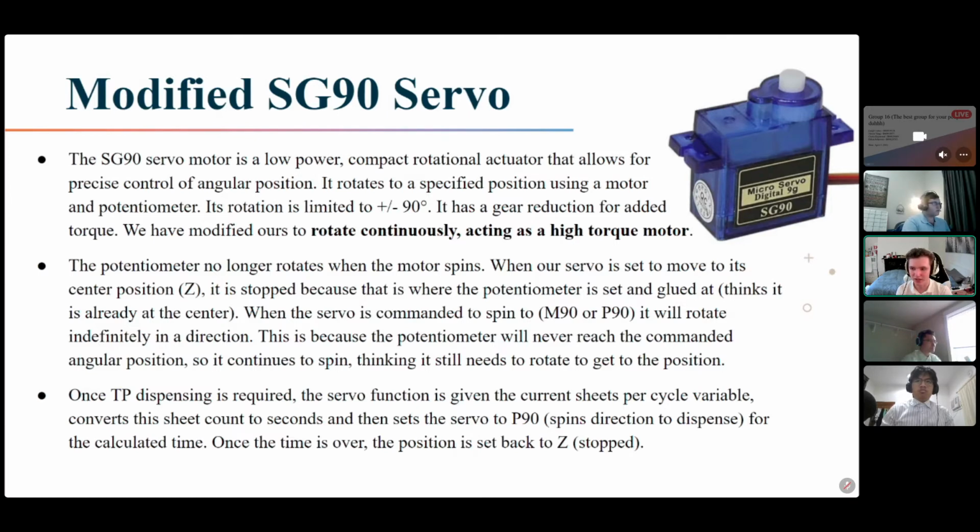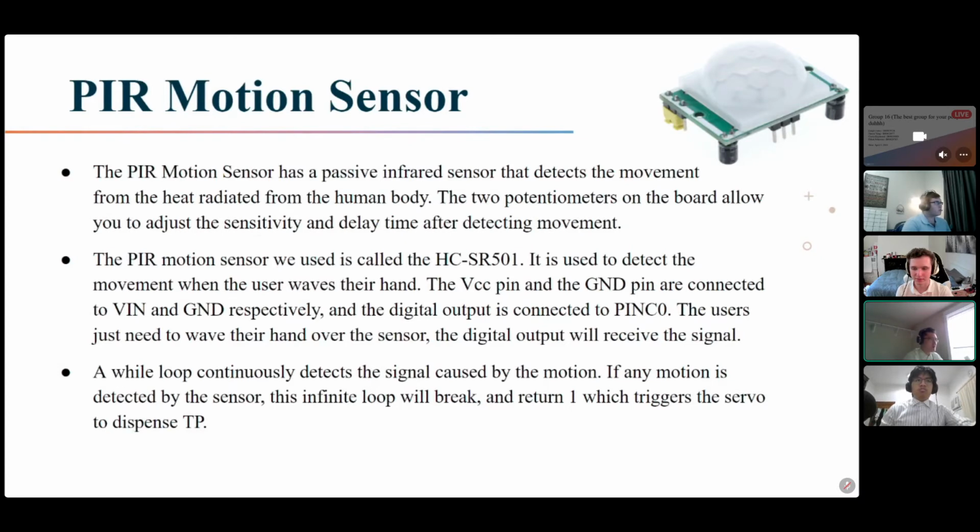Okay, so for motion detection, we first tried to use the echolocator. Although the code was working perfectly, we found that it crashed easily while testing. We realized that the echolocator and servo both use the same clock. In the end, we decided to use the PIR motion sensor since it is easier to implement. This motion sensor uses a passive infrared sensor that detects movements based on heat radiated from the human body. And for the programming code, when motion is detected, an infinite while loop stops and returns 1, triggering the servo to dispense toilet paper.